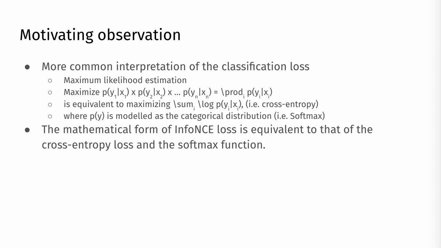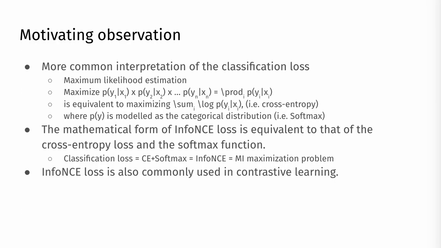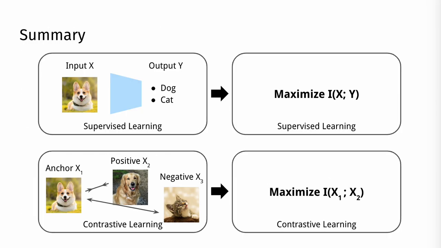But here's an interesting observation. The InfoNCE loss, which is the mutual information maximization loss, is equivalent to using the cross-entropy loss with the softmax function. So, in other words, classification loss becomes a mutual information maximization problem. And the same loss is also used in contrastive learning, or in other words, self-supervised learning. And it implies that it's also a mutual information maximization problem.